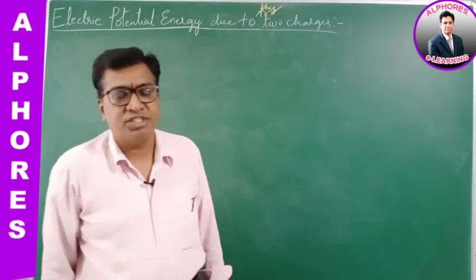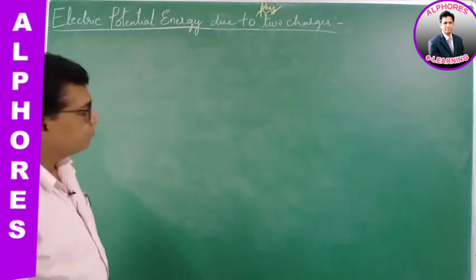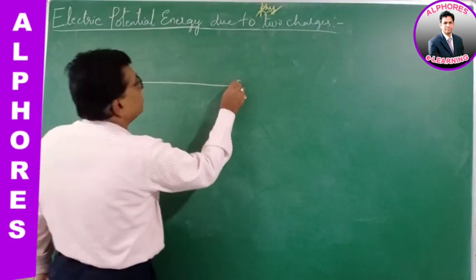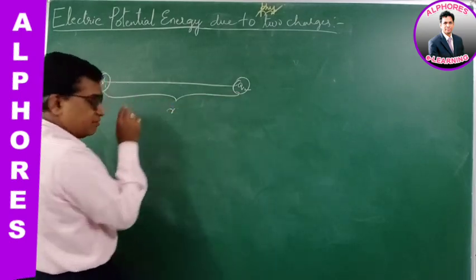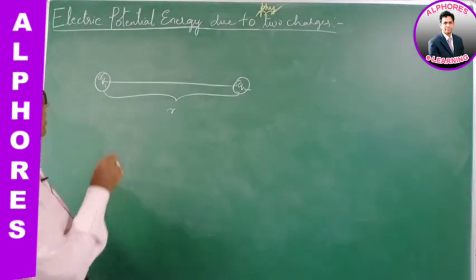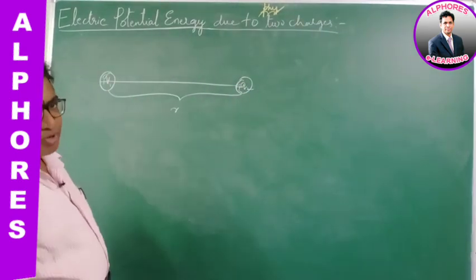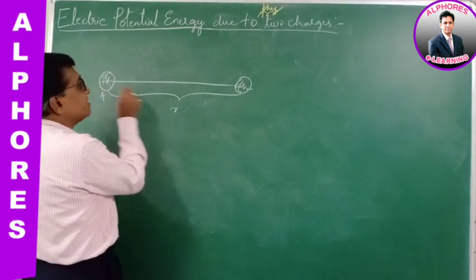Now, the potential energy due to a system of two charges. Imagine there are two charges Q1 and Q2 separated by a distance R. Let's suppose the charges are positive, Q1 and Q2 like this, at a distance r. This is at point A and this is at point B.